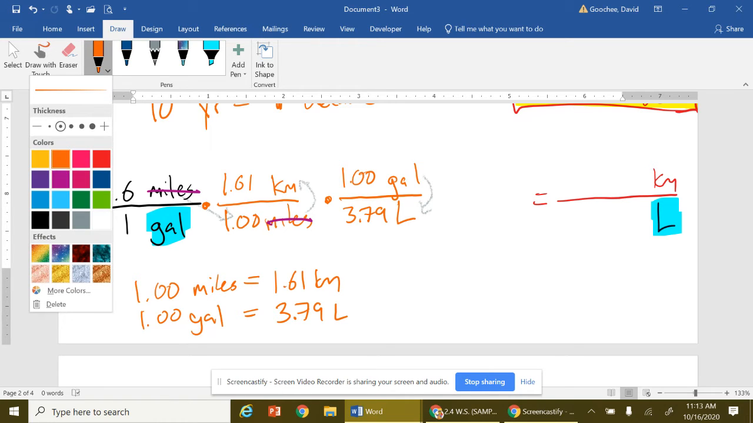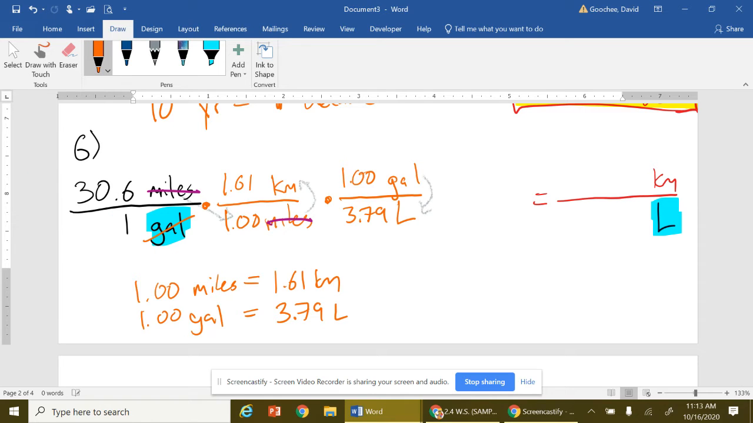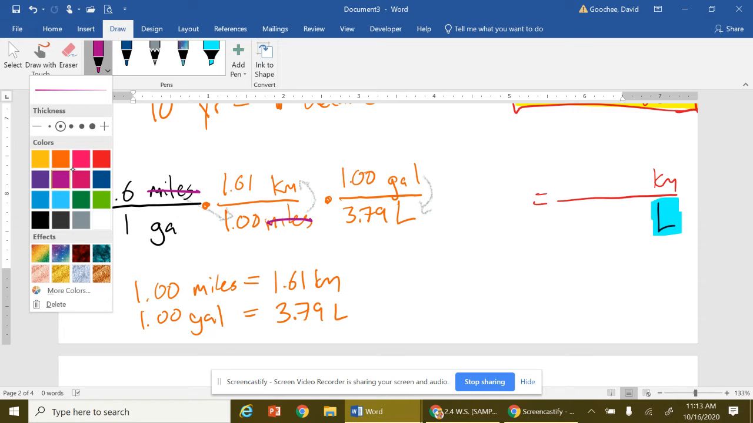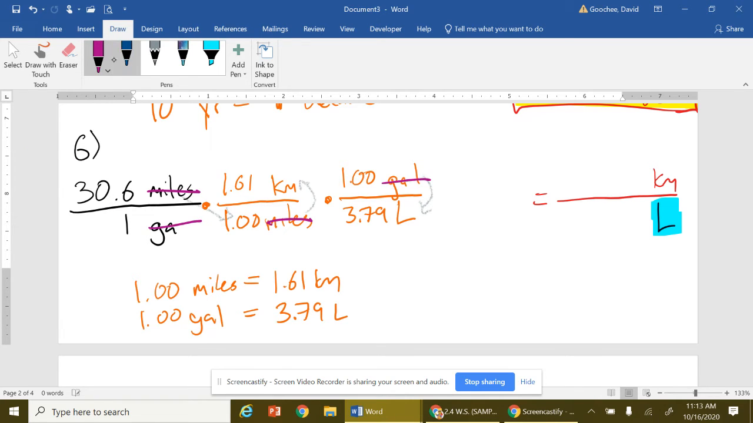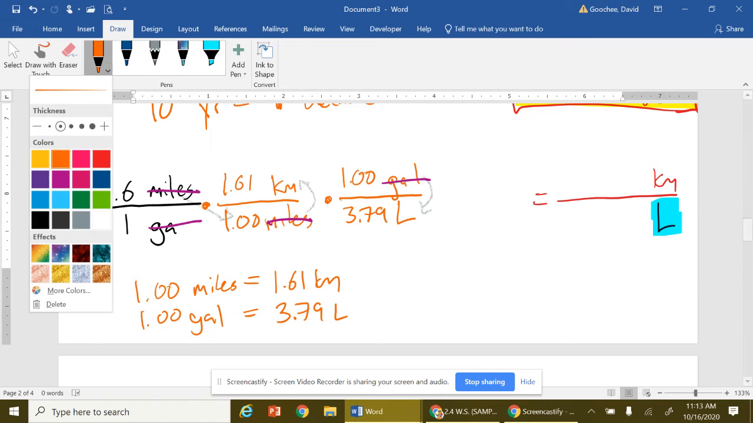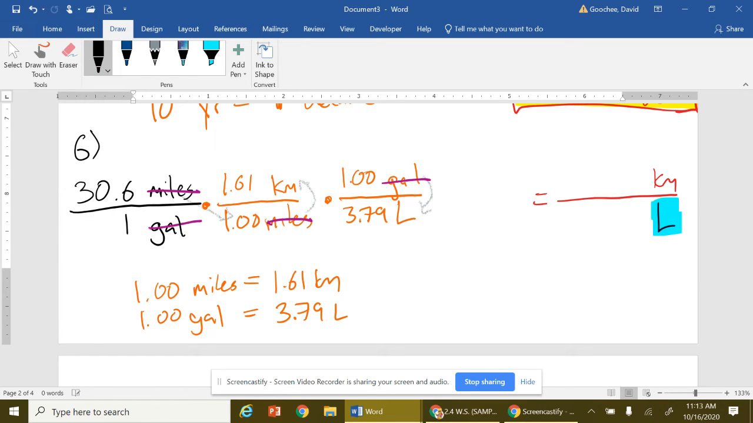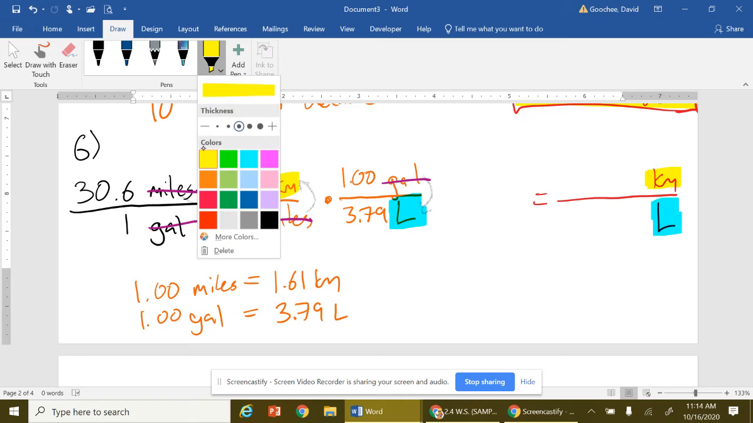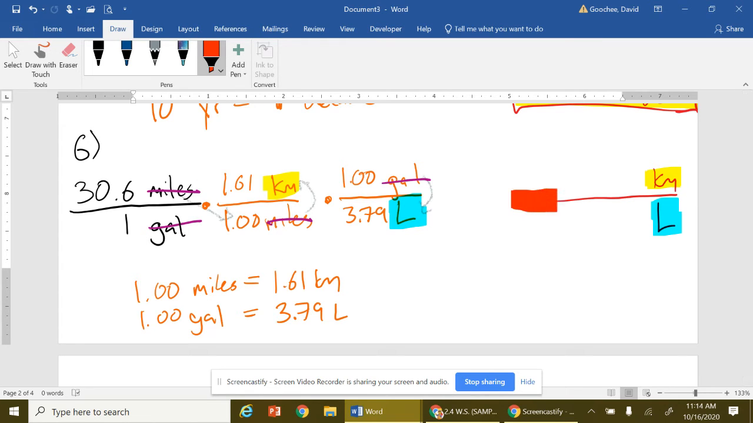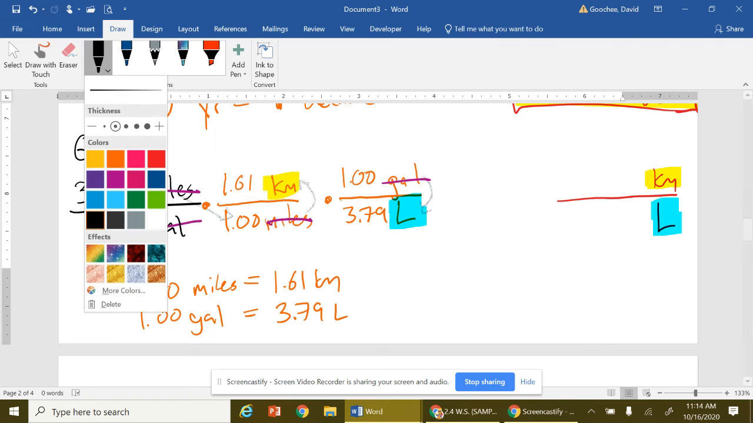That's good. We have now canceled out gallons. Okay, and we are now in liters on the bottom. Good news, liters on the bottom is what we want. All right, so take a look. On top, we have kilometers, which is what we want on top. On the bottom, we've converted into liters, which is what we want. This is how we know that we are done with the conversions.